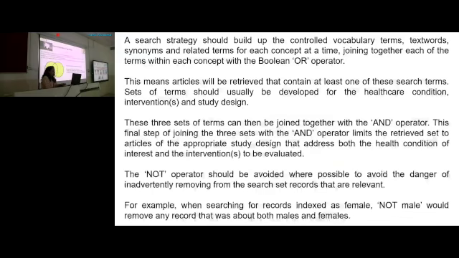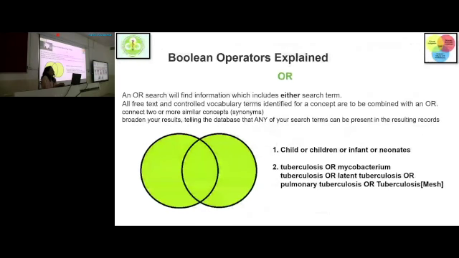So that is all about Boolean operators. Coming to the OR Boolean operator, an OR search will find information which includes either search term. If you want to include all the terms in your search, then you can use OR. OR is used for the same concept, or for combining synonyms or alternative terms for the same keywords. So here I have used the example of children. Children or child or infant or neonates, all of these come under the same concept. So here we will use the OR Boolean operator.